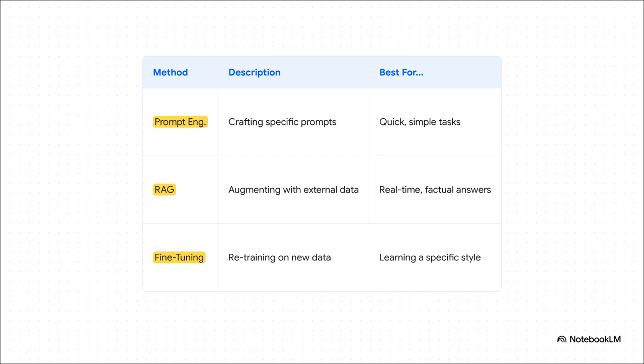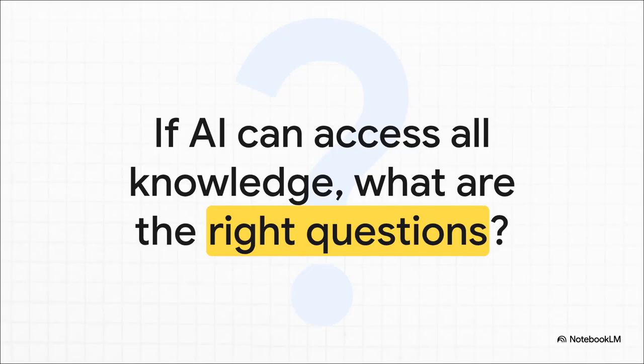Then there's fine-tuning, which is like sending the AI back to school to become an expert in a specific subject. That's really powerful for teaching it a certain style or vocabulary, but it's expensive, and that new knowledge can still get old. RAG, though, sits in this perfect sweet spot. It gives the AI access to fresh, real-time facts without having to completely retrain the whole thing. So that's RAG in a nutshell.